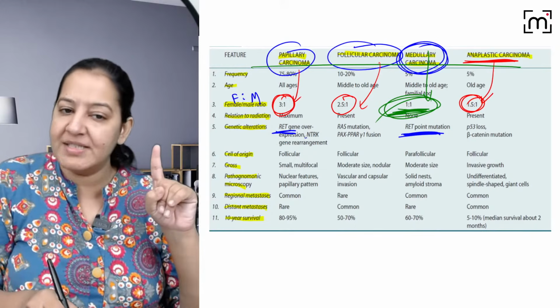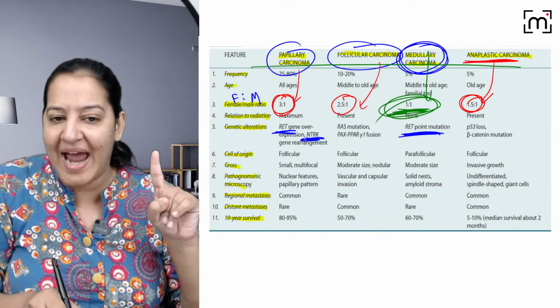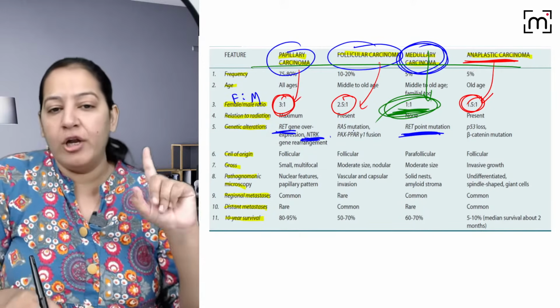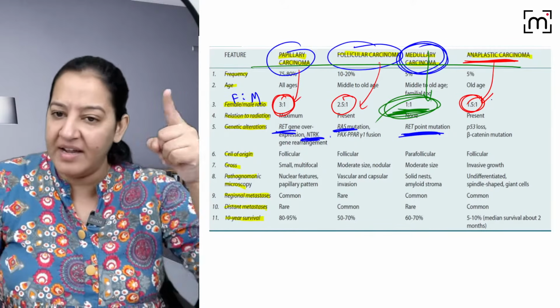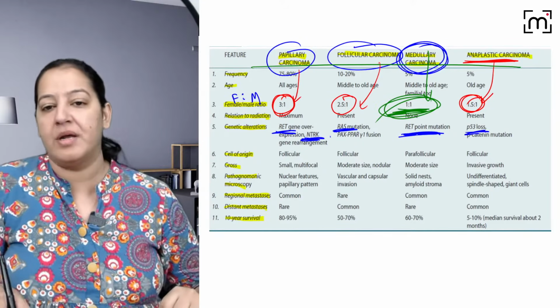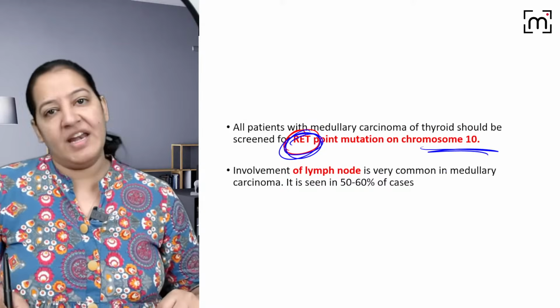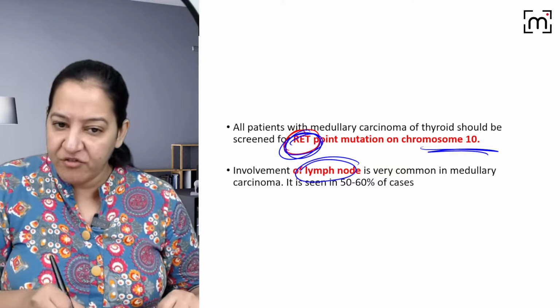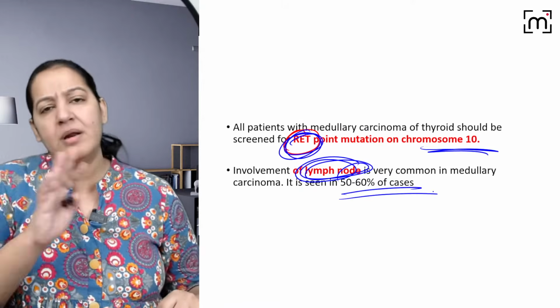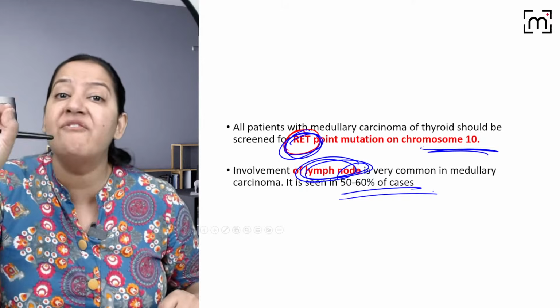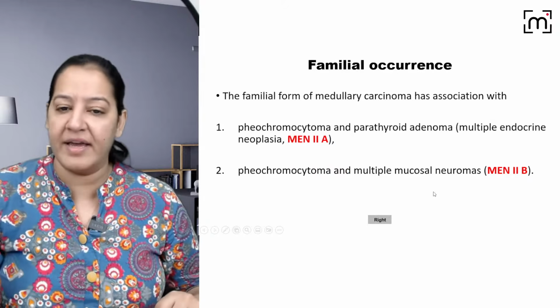Apart from RET gene, some other mutations are also there, like NTRK. In follicular, it's RAS mutation. In anaplastic, it's P53 mutation. Here, RET mutation is the most common. All of them can involve the lymph node, but here lymph node involvement is very, very common, the highest among the 4.